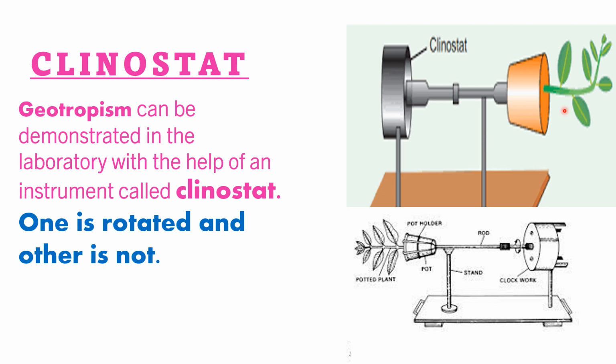The other potted plant does not show any bending because that is the moving clinostat, right? Yes. Then why is it so? This is due to the fact that all parts are equally exposed. All plant parts are equally exposed to the gravitational force during rotation. That's why the second potted plant does not show any bending.